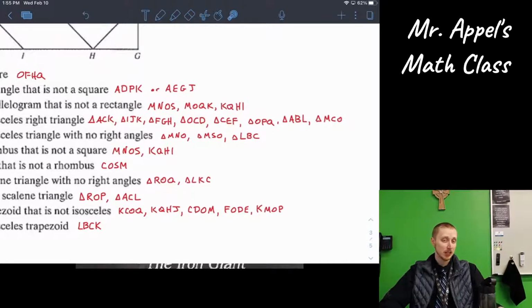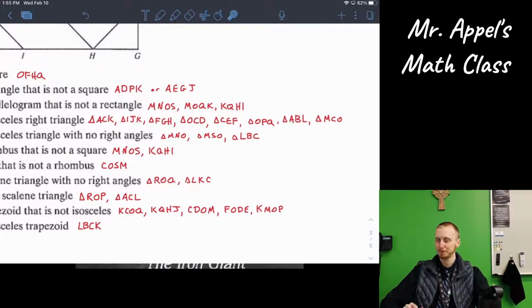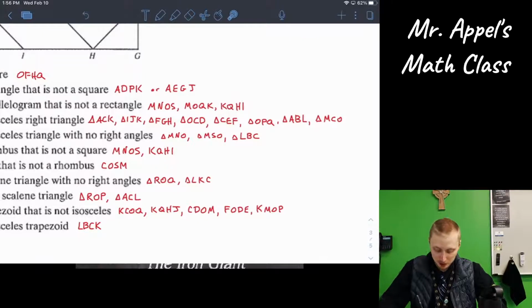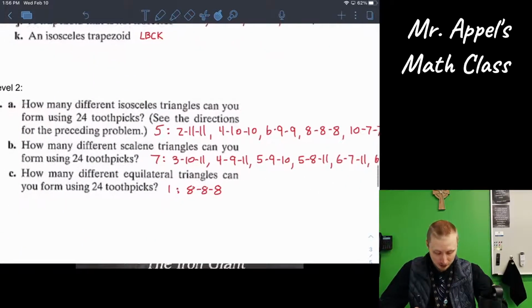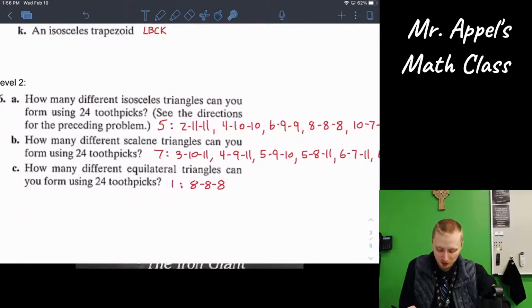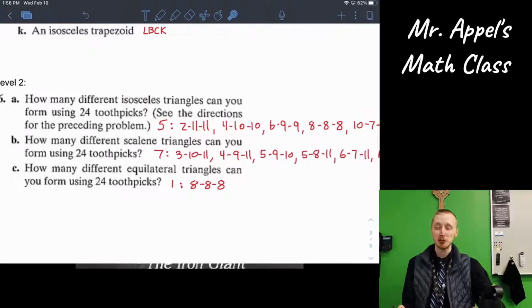Okay, with that, what questions do you have on the level 1 problems? None? All right, then let's go to level 2. Level 2 continues with the toothpick triangle problem, except this time we have 24 toothpicks to work with. How does this change things?